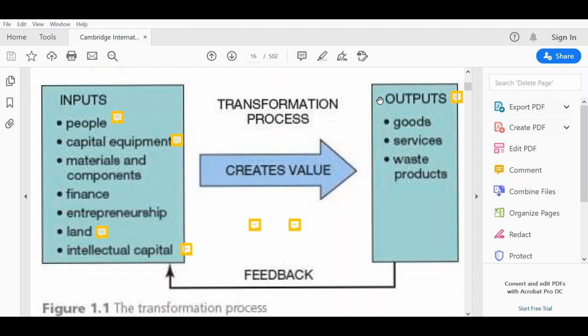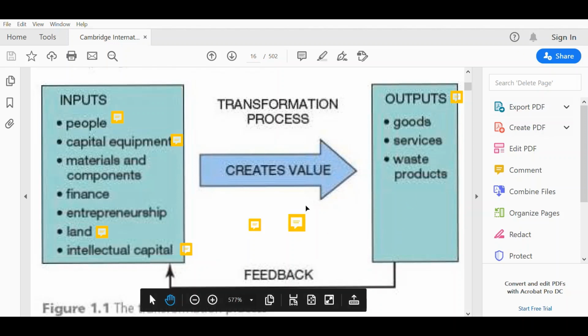Okay. Now, the outputs, of course, we will consider the quality and the quantity of your goods and services. You know, how much do you want to produce in a specified period of time? And your output could be physical products or intangible as well. For example, teaching or knowledge, for example, it's not tangible. It's a service that is provided by an educational institution. Outputs can also be waste products.